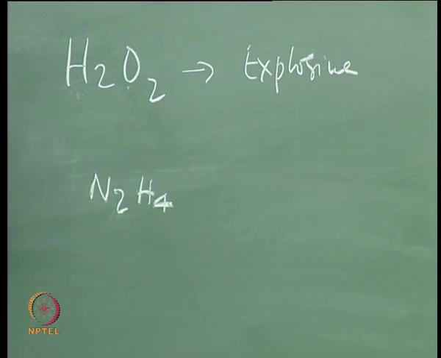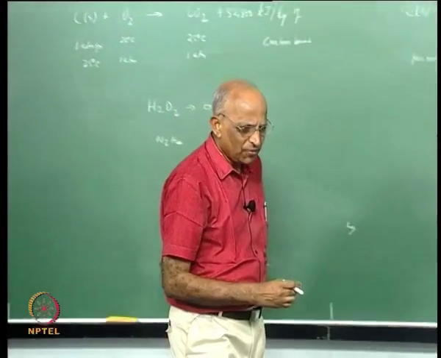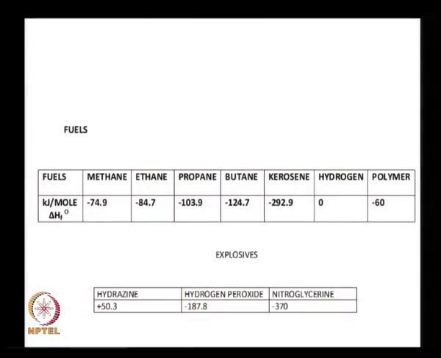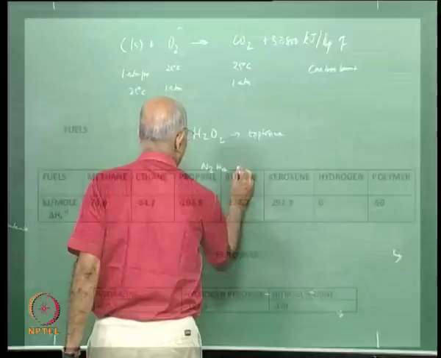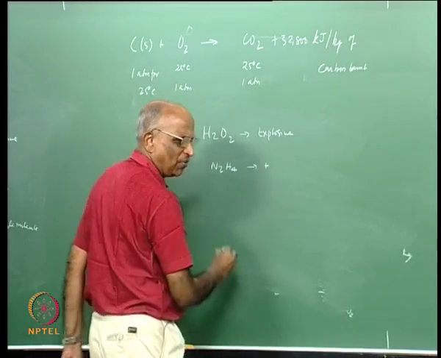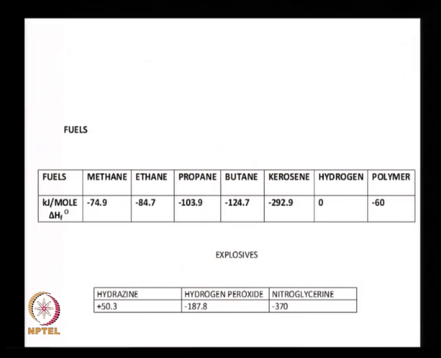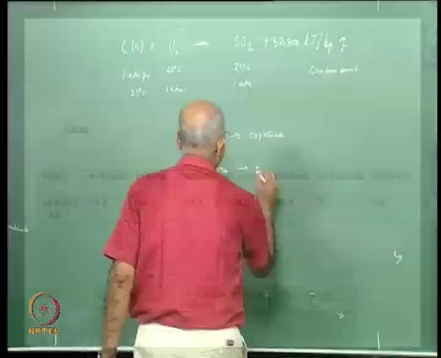Therefore, such substances are explosives, and if you take some of these substances like, let us say, hydrogen peroxide, it has a heat of formation of minus 187.8. What is hydrazine? Hydrazine is what I wrote here, N2H4. It has a small positive value of heat of formation, something like plus 50.